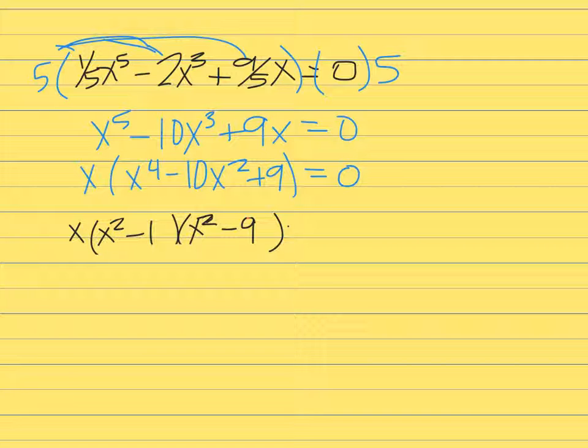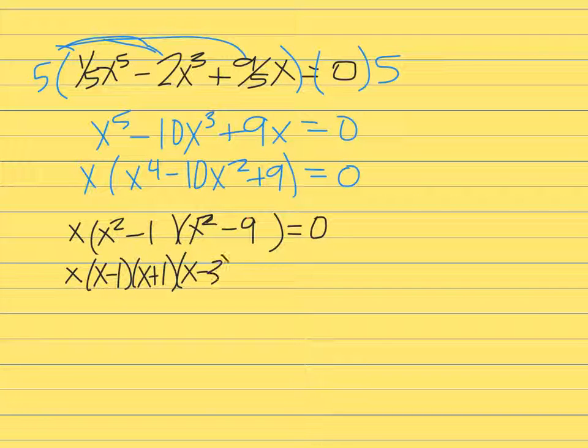And actually, this can keep on factoring. This is a big one. Notice that that's a difference of two squares. I can factor that as x minus 1, x plus 1. And I can factor the x squared minus 9 as x minus 3, x plus 3. And if I set each of those factors equal to 0, I will find the zeros.